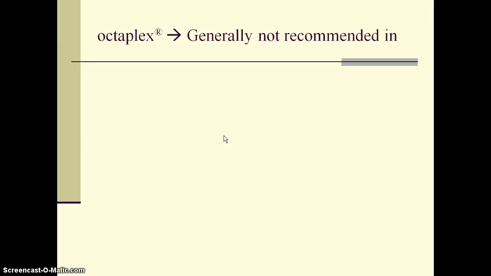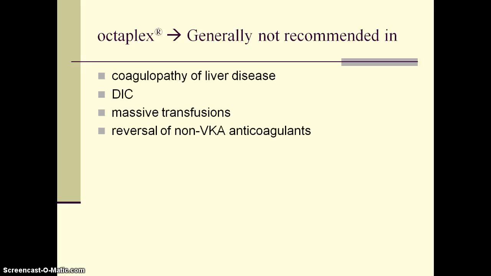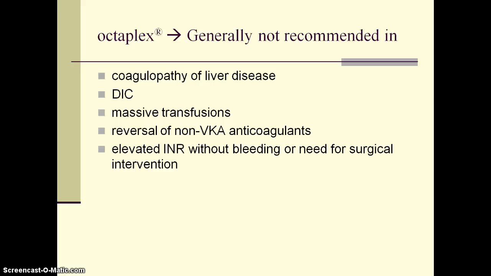Because PCC only has the vitamin K dependent factors, so 2, 7, 9, 10, protein C and S, and for Beriplex also some antithrombin, PCC is not recommended if you are missing multiple coagulation factors. So in the setting of coagulopathy of liver disease, disseminated intravascular coagulopathy, massive transfusion, or the reversal of non-vitamin K anticoagulants. If the INR is elevated on warfarin, but the patient is not bleeding, nor does he or she need a surgical intervention, there is no point in treating the number.